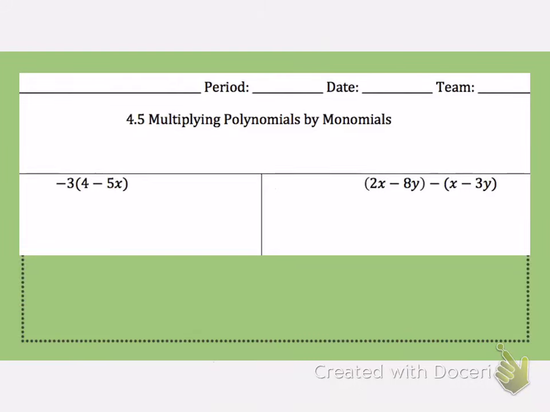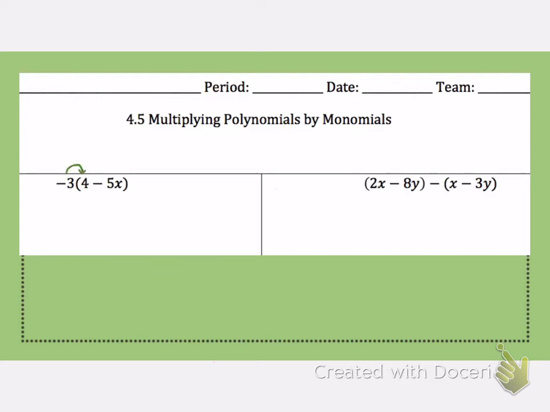Hello, algebra students. We're taking a look at 4.5, multiplying polynomials by monomials. And we're going to start with a little warm-up with a monomial times a binomial. This is really just a review of your distributive property.